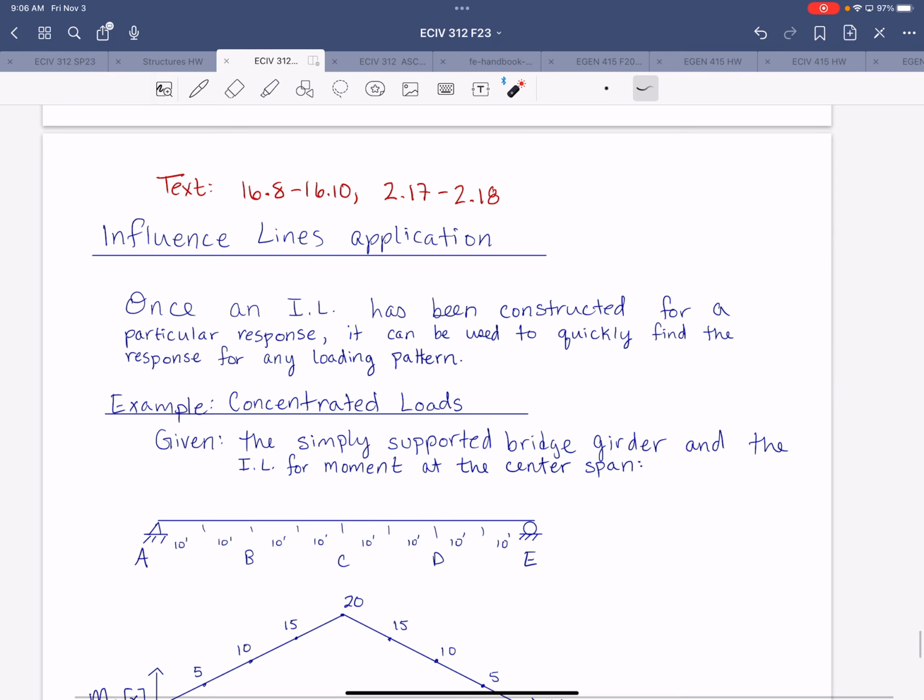So, as I mentioned earlier, once you have constructed an influence line, and I am going to emphasize this again, all right, influence lines are always constructed using a unit point load.